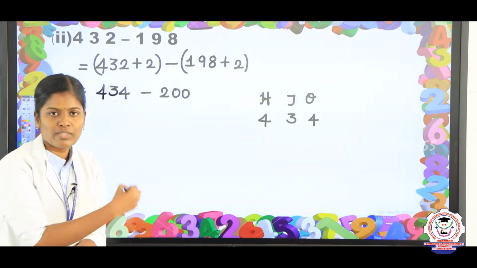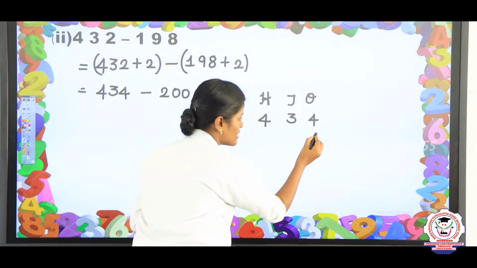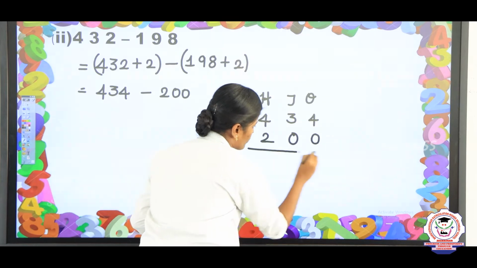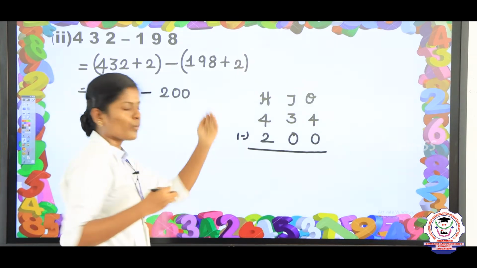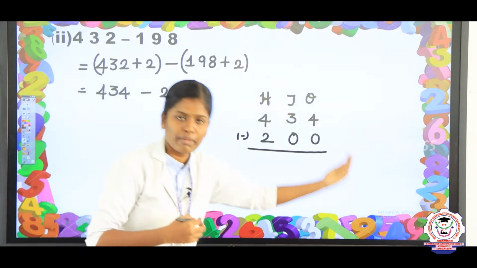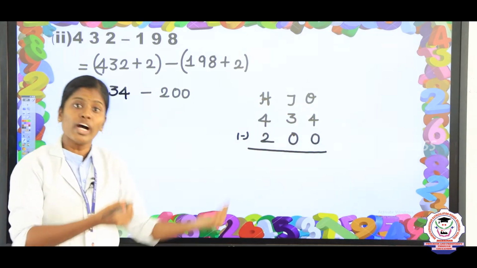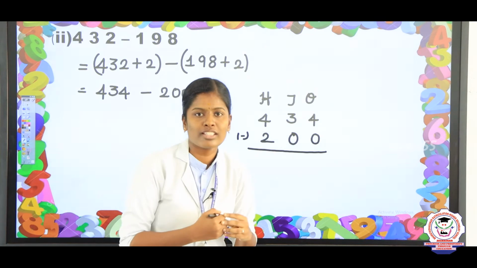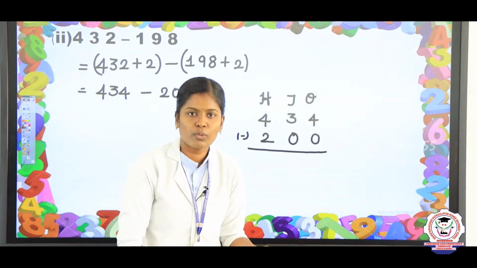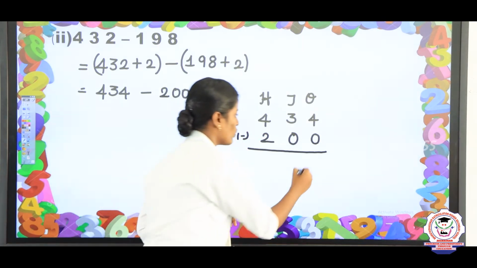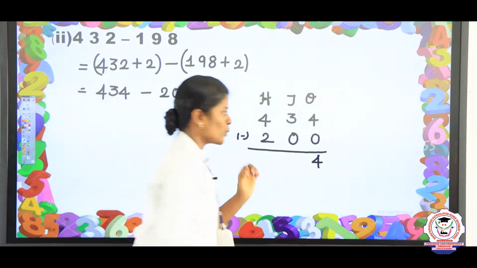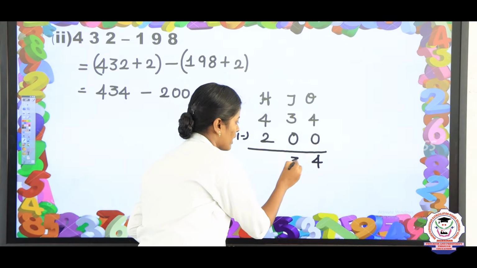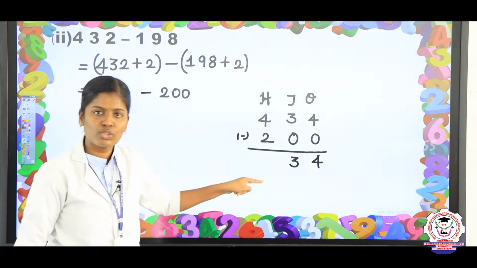Next take 200. Here the ones place value is 0, so write 0. The tens place value is 0. The hundreds place value is 2. While subtracting, we will take the ones place value, tens place value and then hundreds place value. Now we are going to subtract 4 minus 0. What is the answer? The answer is 4. The next one is 3 minus 0. The answer is 3. And next one is 4 minus 2. The answer is 2.